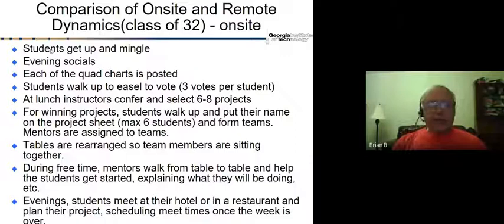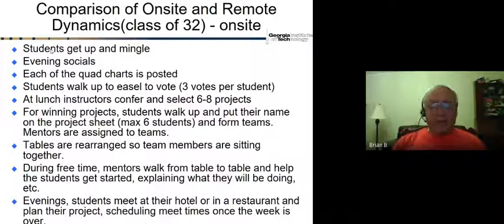and they form teams. Then one of us, like myself, will be assigned to handle 2 to 3 teams. Tables are arranged so the team members sit together, and I walk from table to table for the teams I'm responsible for. I help the students get started, tell them what's expected of them, and explain what they will be doing. And then in the evenings, we have pizza parties. They meet at their hotels, we get together, and they plan their project.